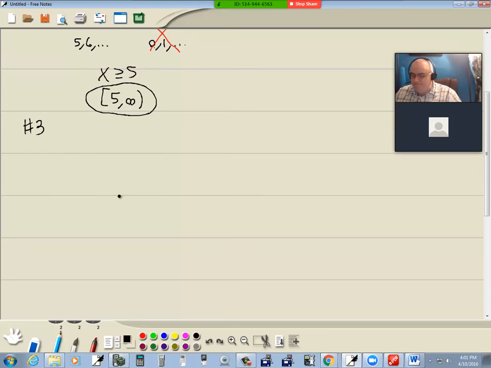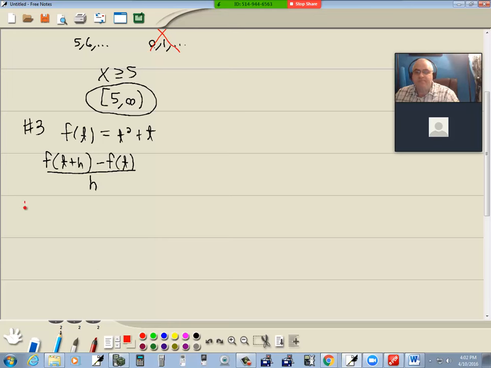Now, number 3 was f of t is equal to t squared plus t. And this is a difference quotient. They're asking you to find f of t plus h minus f of t, all over h.